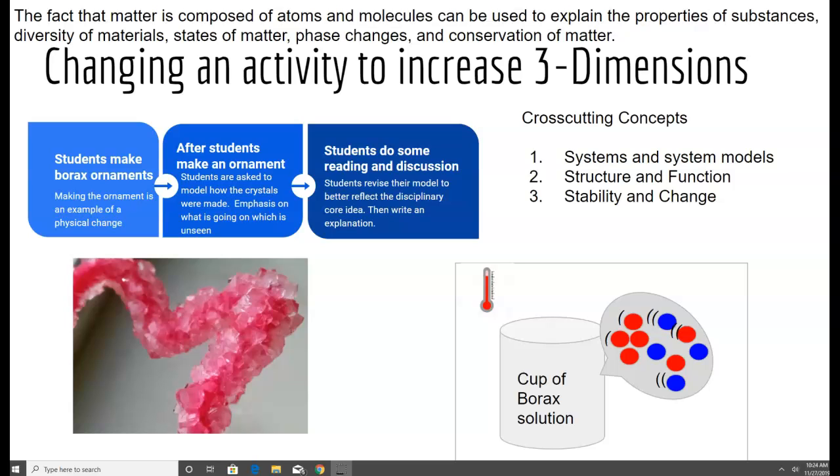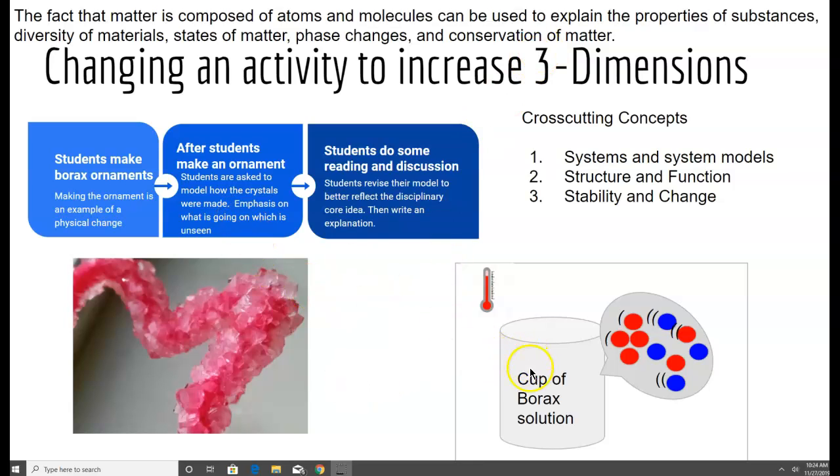But then on top of that, they had to write an explanation for what was going on. So we did a very visual way of trying to explain what goes on, and then we did a written way of explaining what goes on. So the disciplinary core idea I listed for the lesson across the top here, the fact that matter is composed of atoms and molecules can be used to explain the properties of substances, diversity of materials, states of matter, changes, and conservation of matter. Did we touch on all these parts? No, but we were working with this disciplinary core idea while we were working on this activity.